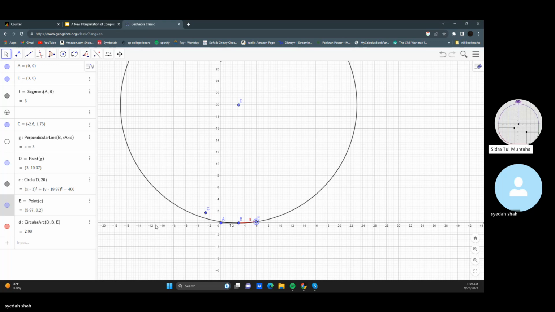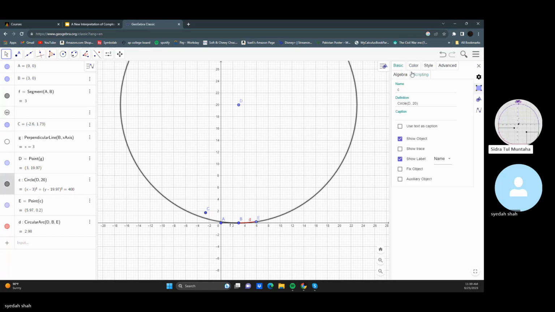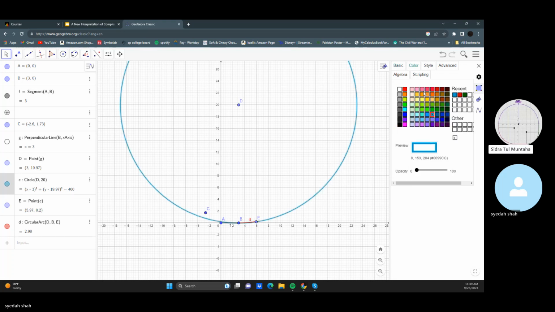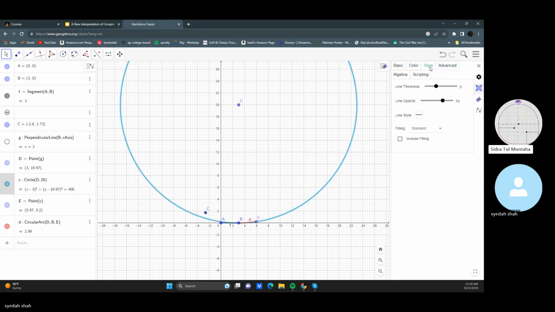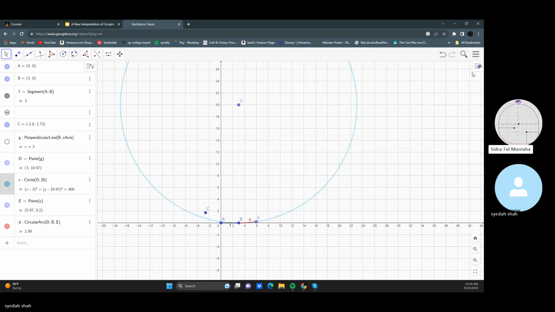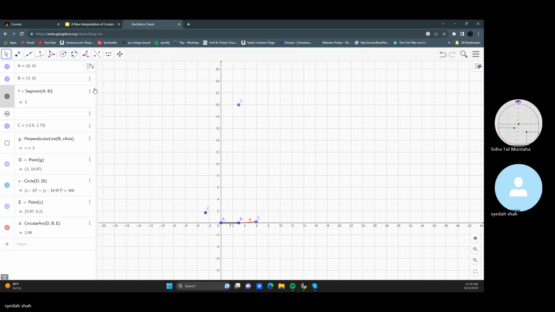Also, what you can do is color this circle blue and reduce the width of the line, not the width of the circle. Yes, the opacity. Oh, yes, thickness, sorry. And make these curves, the line segment A to B, also change the color of that and make it shocking red.